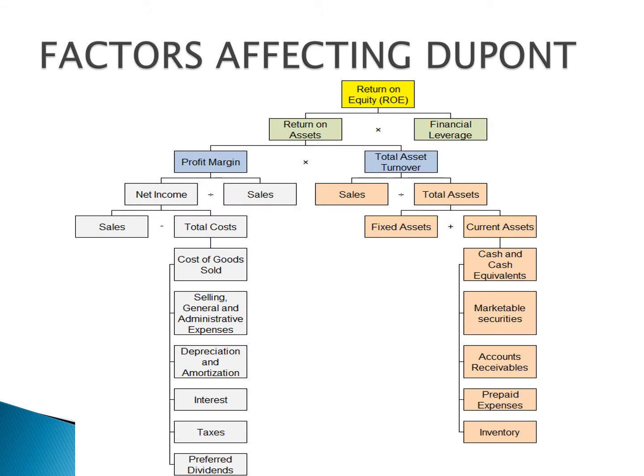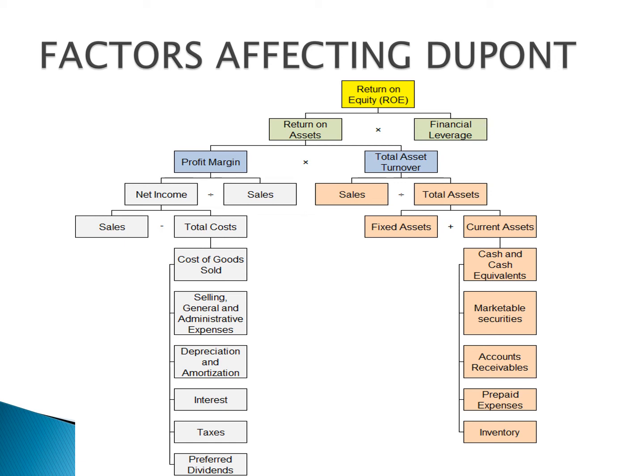Factors affecting DuPont. Return on equity is calculated by multiplying return on assets and financial leverage. The return on assets has two further parts: the profit margin and the total asset turnover. The profit margin is calculated by net income divided by sales. In order to get net income, we have to subtract from sales all the costs like cost of goods sold, selling and general and administrative expense, depreciation and amortization, interest expense, taxes, etc.